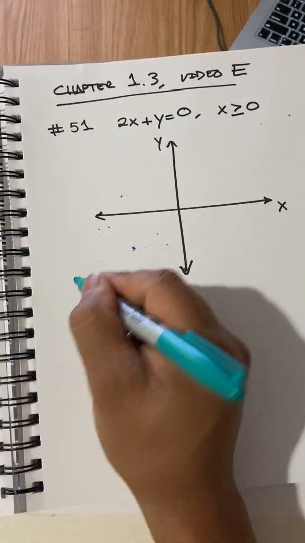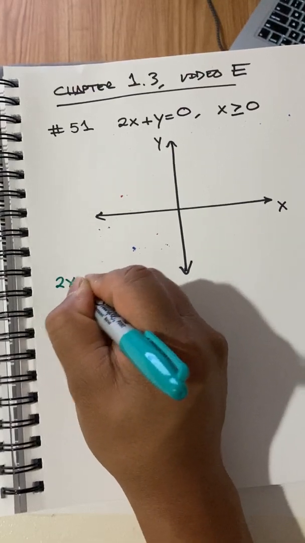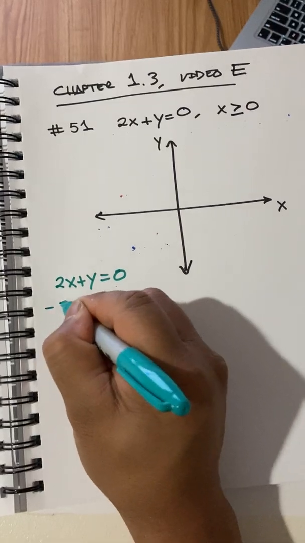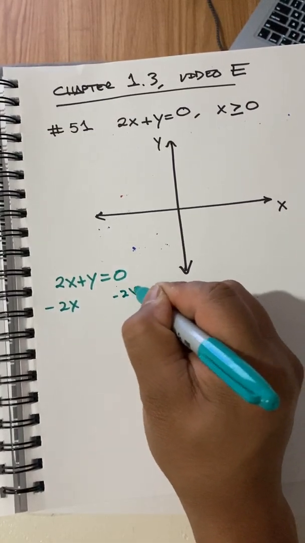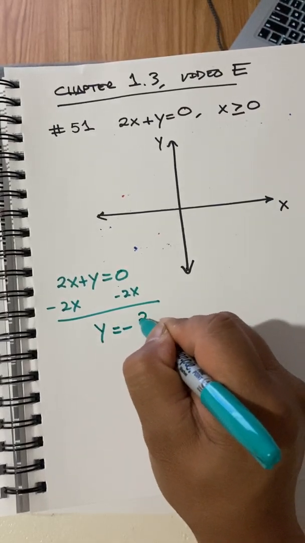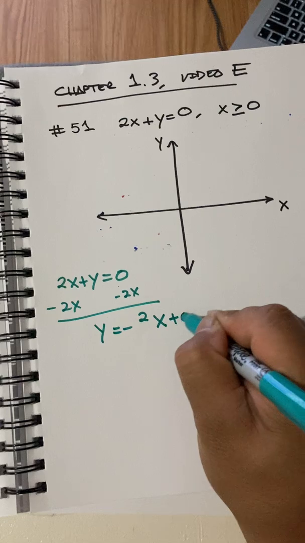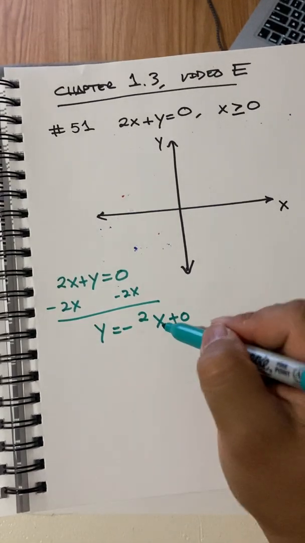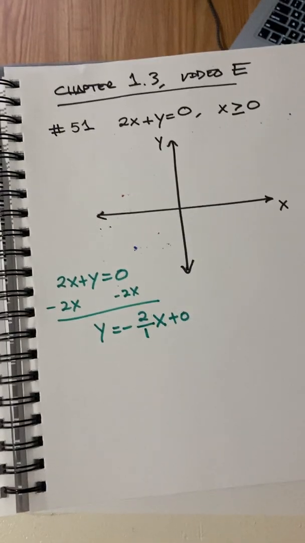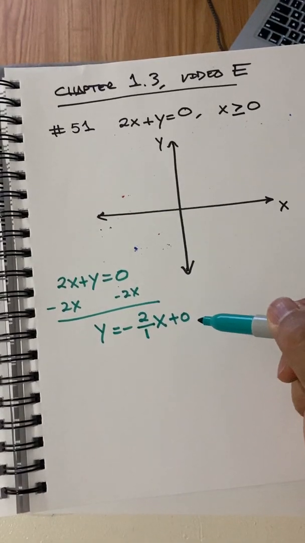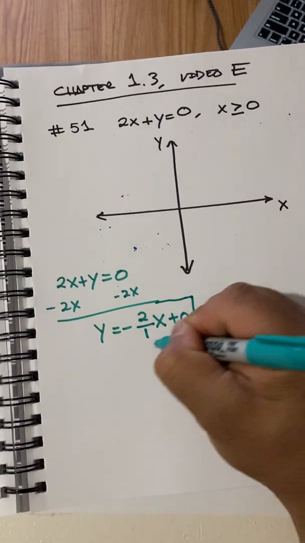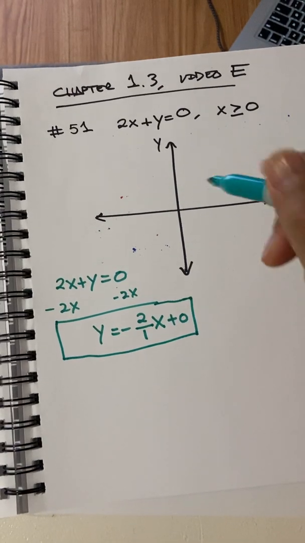I'll do that in this corner over here. 2x plus y equals 0, and I just want to get y by itself, so minus 2x minus 2x. I get y equals negative 2x plus 0, okay? And I put that negative 2 up there a little bit so I can say negative 2 over 1. Cool. And I kept the plus 0 so that I know that that is my y-intercept. Okay, so this is handy.